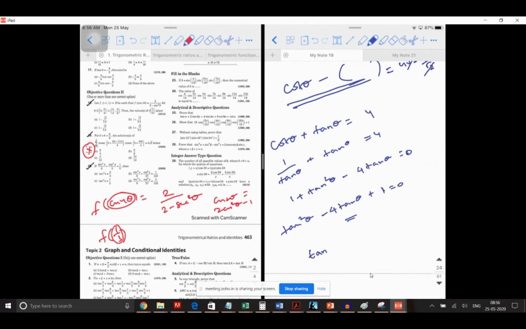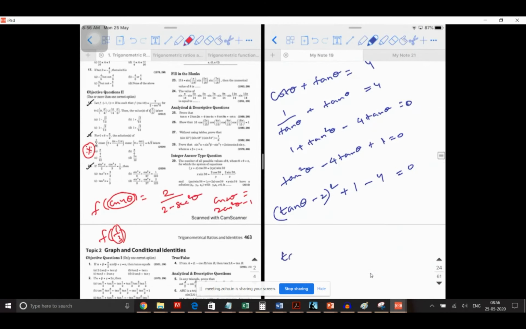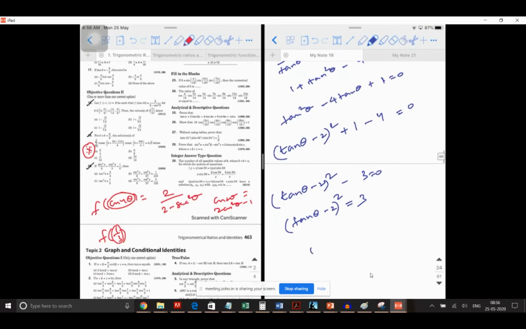Sir, I made it this way, sir. Tan theta minus 2 whole square minus 3, sir. Yes, sir. You can do like that, completing the square. Okay. Tan theta minus 2 the whole square plus 1 minus 4, so minus 3 equal to 0. So tan theta minus 2 the whole square will be equal to 3. So tan theta is equal to 2 plus or minus root 3.